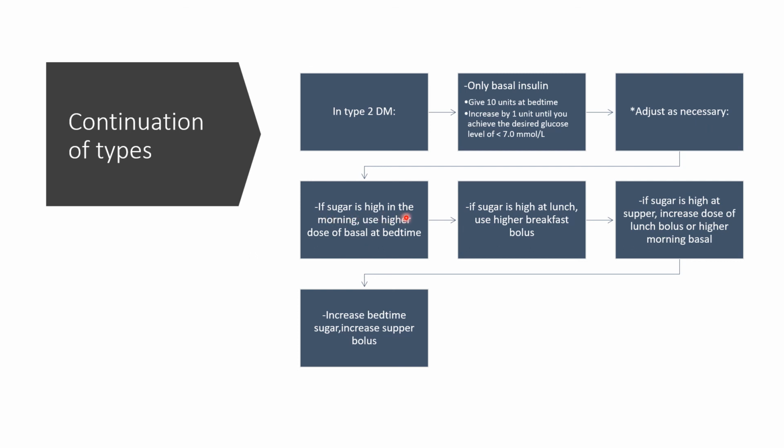If sugar is high in the morning, then we have to use a higher dose of basal at bedtime. If sugar is high at lunchtime, then we use a higher breakfast bolus. If sugar is high at supper time, then we have to increase the dose of the lunch bolus or the morning basal. If it is high at bedtime, then we have to increase the supper bolus.